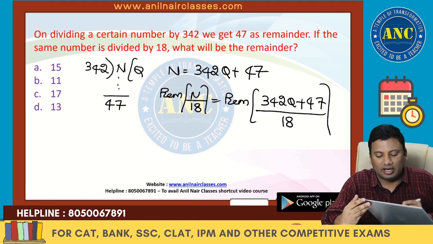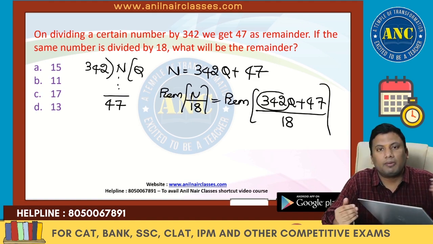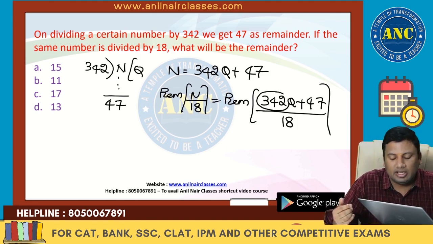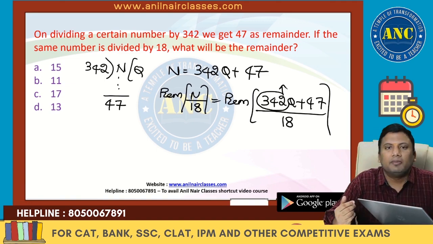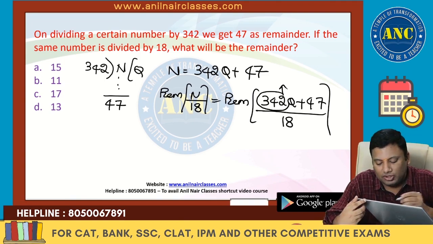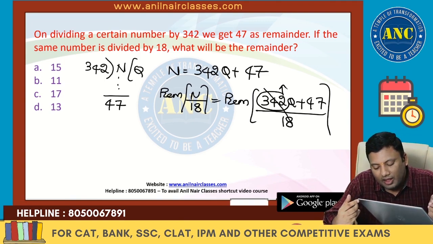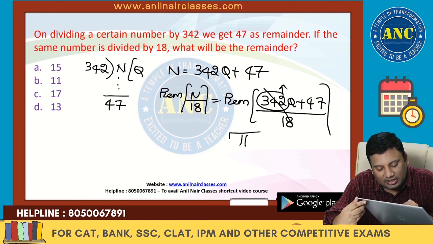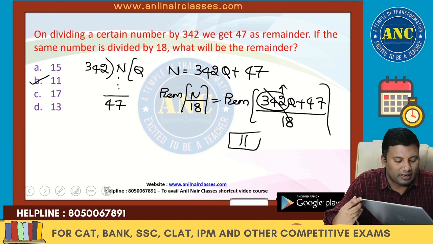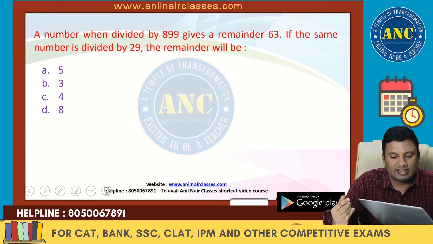Check whether 342 is divisible by 18. 18 is 2 into 9. 2 means unit digit should be even. Yes. 9 means sum of the digits should be 9. Yes, 3 plus 4, 7. 7 plus 2, 9. It is out. 18 2s are 36. What is the remainder? 11. Answer for this question is nothing but 11. I hope the idea is clear.